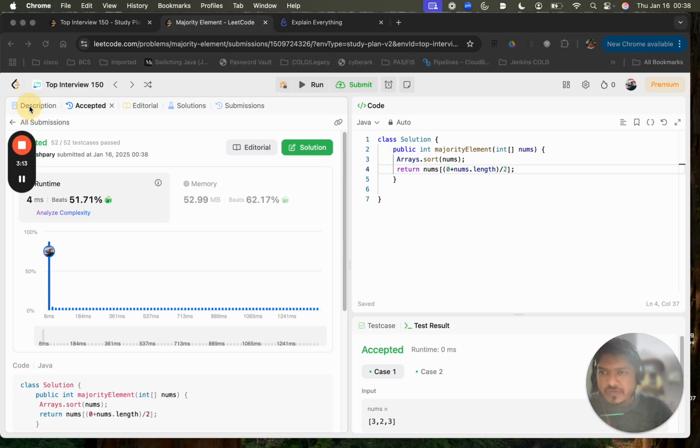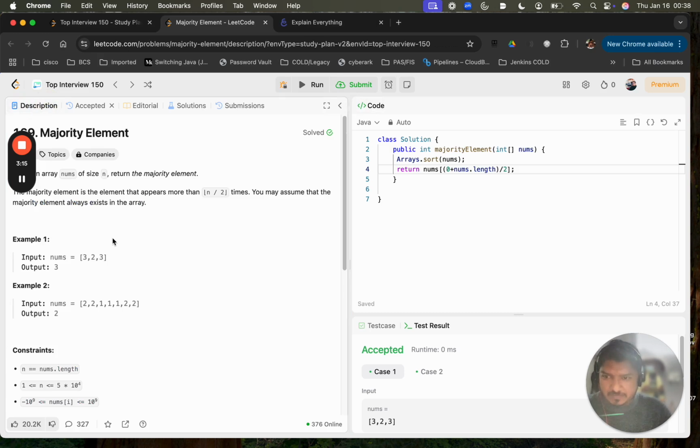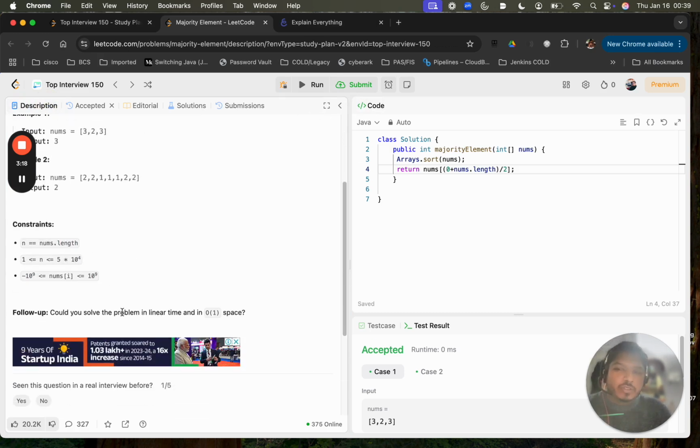But if you read the question further, the main part of the question is: could you solve the problem in linear time? This is not linear time because when you say Arrays dot sort, the complexity would be n log n, so this is not linear, definitely. And they're also saying that you need to solve this problem in big O of one space. That's the reason I said I'm not going to write a hash map solution, because a hash map will take extra space, right? So we have to solve this problem considering these two conditions.